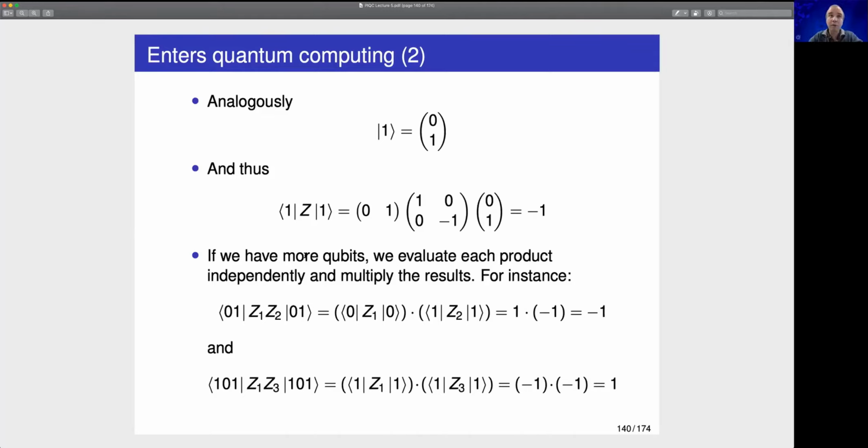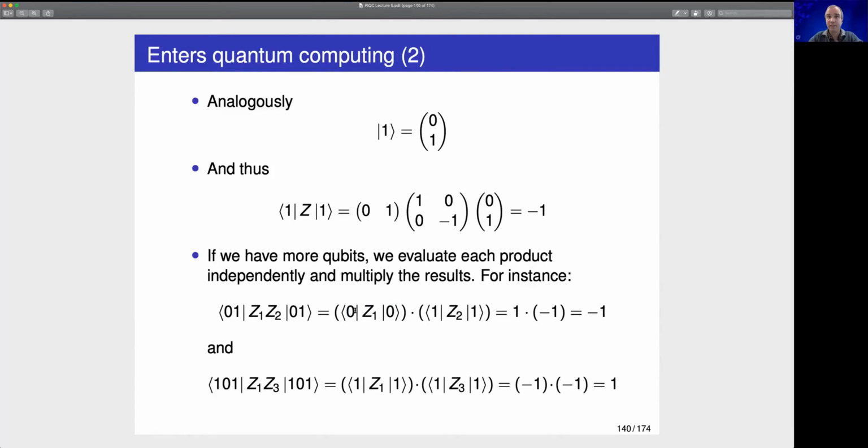Also, if we have more qubits, we can compute these products, this matrix surrounded by this column vector and this row vector, by taking into account that this is in fact a tensor product, okay? This is a tensor product of matrices, and it's easy to check that then we can just compute each of the different products of these sets times the states of the qubits independently, and then multiplying the results, okay?